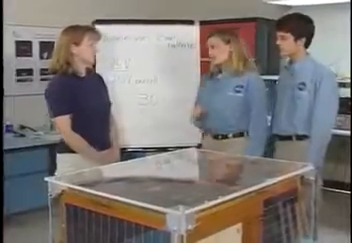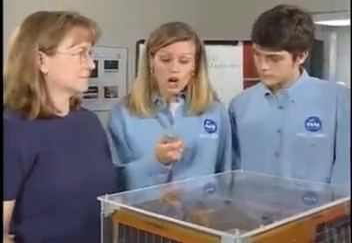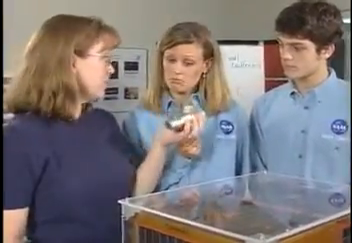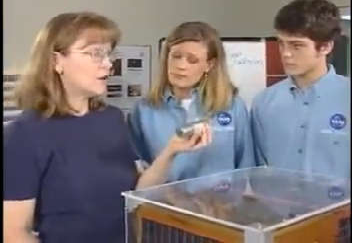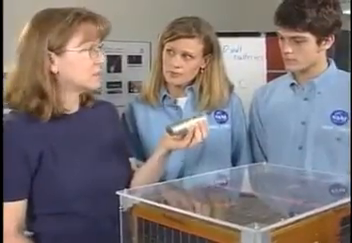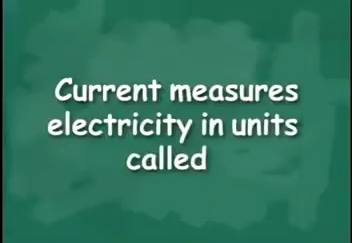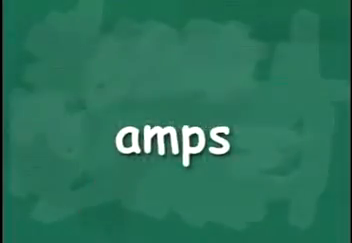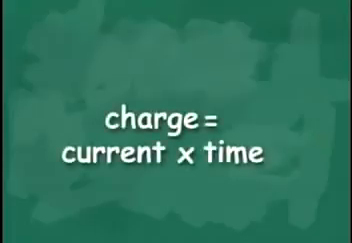But let me ask you this. How long does it take for solar cells to charge Icarus's batteries? Well, that question can be answered using algebra also. We know that the charge on the Icarus satellite batteries is related to current and time. Current is another measure of electricity which is expressed in units called amperes, or amps for short. Now, to calculate the amount of time needed to charge the batteries, we use the following equation. Charge is equal to current times time.